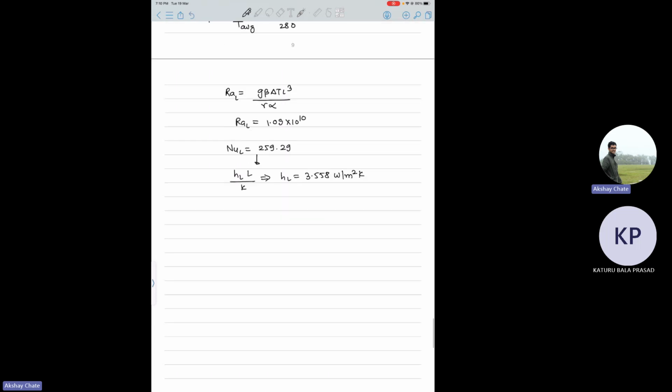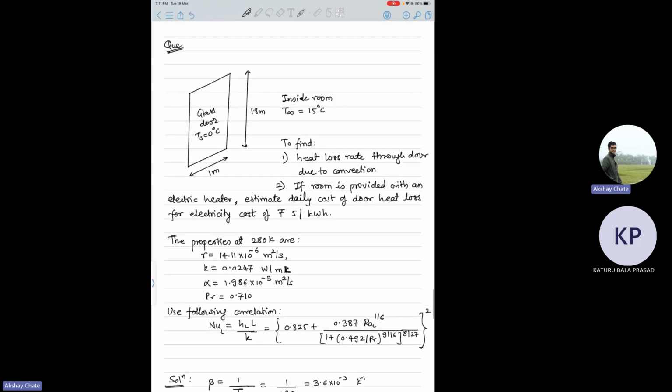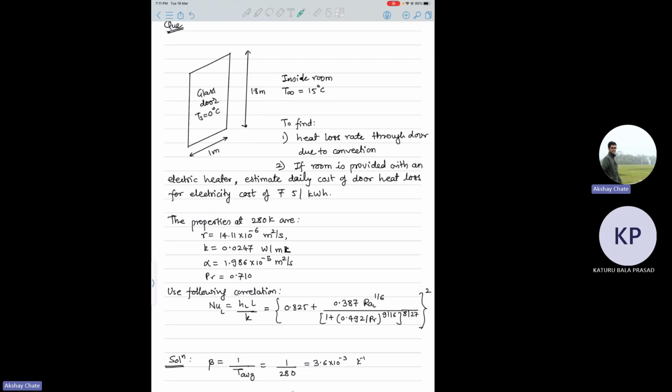And then your heat transfer loss due to the natural convection is h into area into delta T. Area is known, delta T is known. So you should get 96.07 watt as your rate of heat loss. So that is your answer to the first part, right? But now they have asked something else also. So they have asked to estimate the cost.